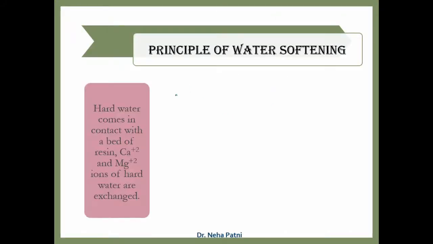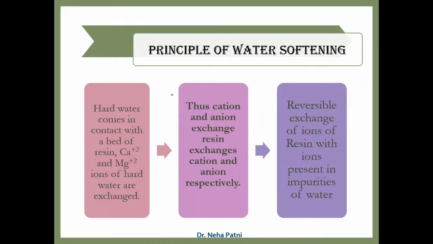So basically, how are you going to soften the water? You have to allow the hard water to come in contact with the bed of resin. Obviously those hardness producing ions, which are calcium and magnesium, have to get exchanged. So what happens is the cation exchange resin, which is like RH, exchanges the cation present in the water, which is the hardness producing cation. Similarly, the anion exchange resin, which is like ROH, is going to target the anion present in water.